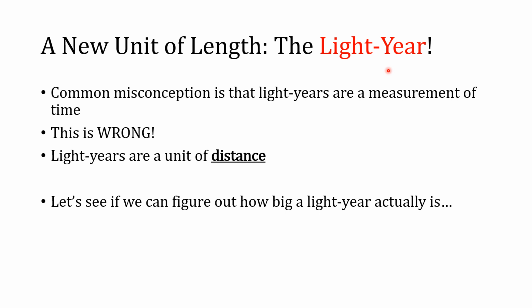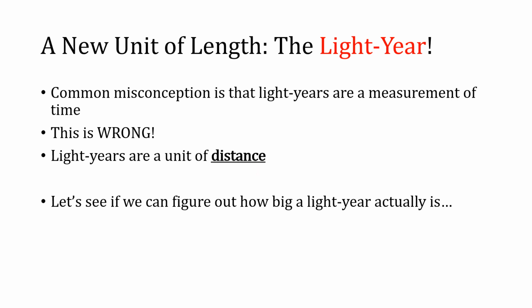A light year is how far light travels in 1 year. How far light travels, that's a unit of distance, right? So that's a very important point. If you're talking about distances in astronomy, light years are what you should be using, not light years as a unit of time. We don't use light years as a unit of time. There are other things you can use as units of time, like giga years, for example.